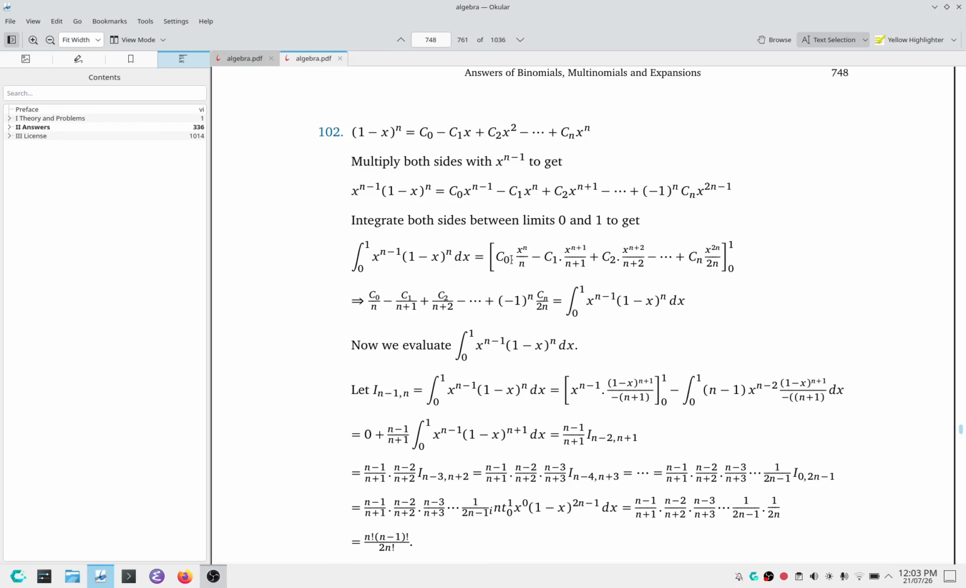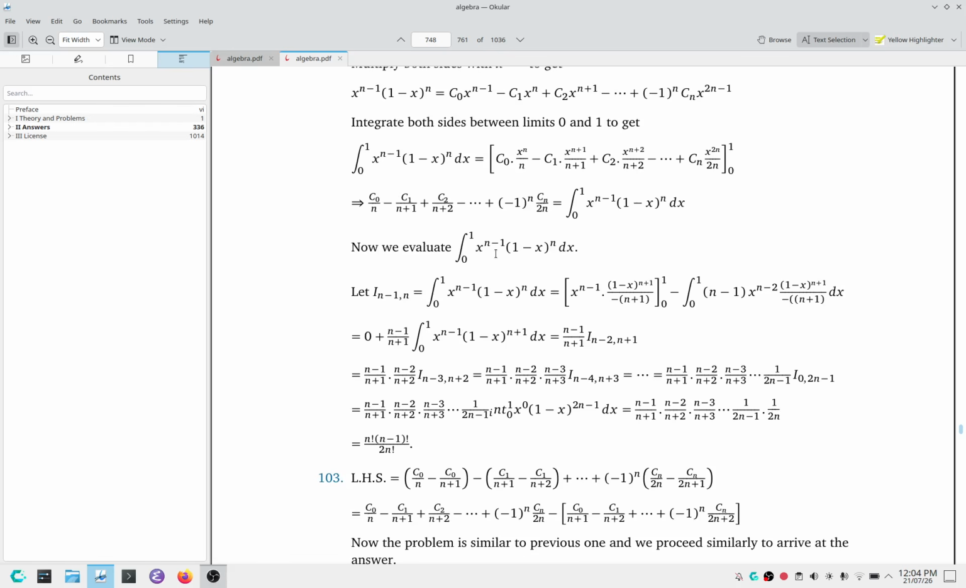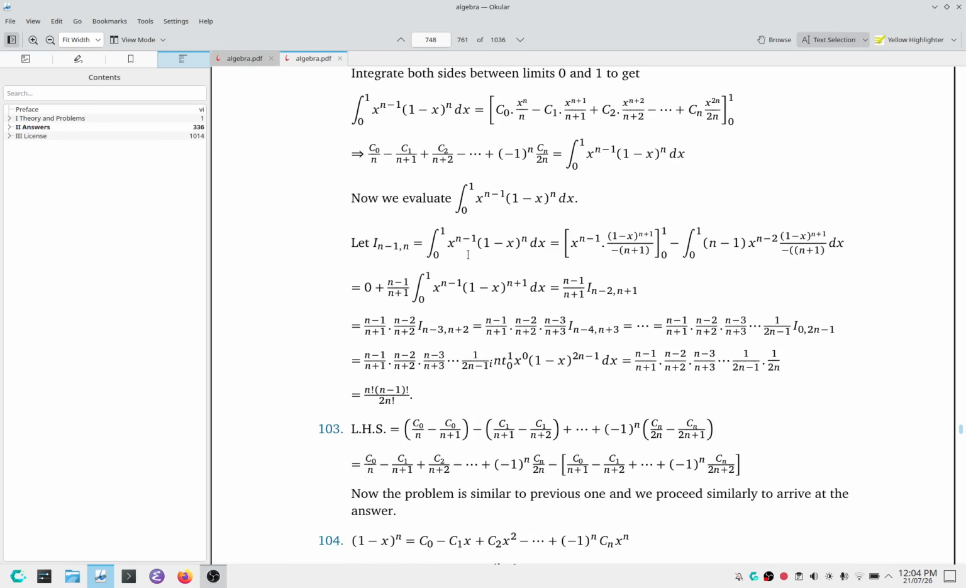And right hand side gives us C0 x to the power n upon n minus C1 x to the power n plus 1 upon n plus 1, C2 times x to the power n plus 2 upon n plus 2 and so on, within limits 0 and 1. So again, when we take the limit, this right hand side becomes equal to the left hand side of the question, and the left hand side becomes integration 0 to 1 x to the power n minus 1 times 1 minus x to the power n dx. So we integrate it by parts.